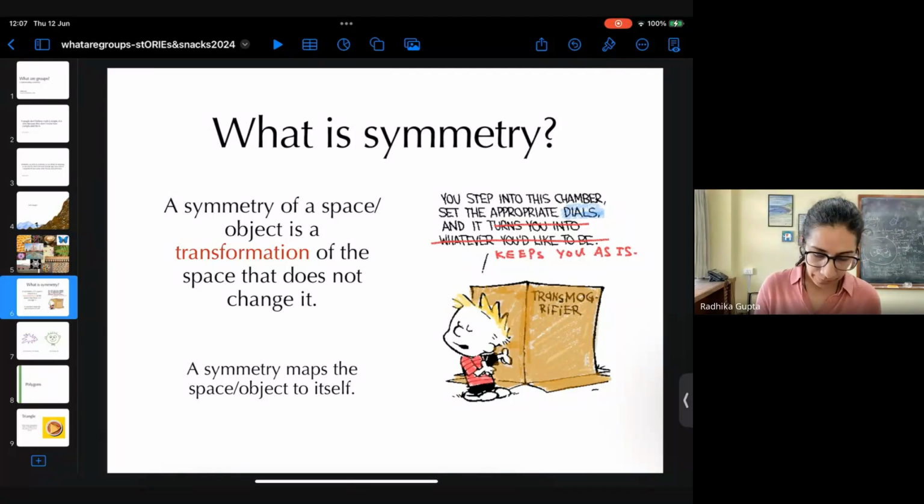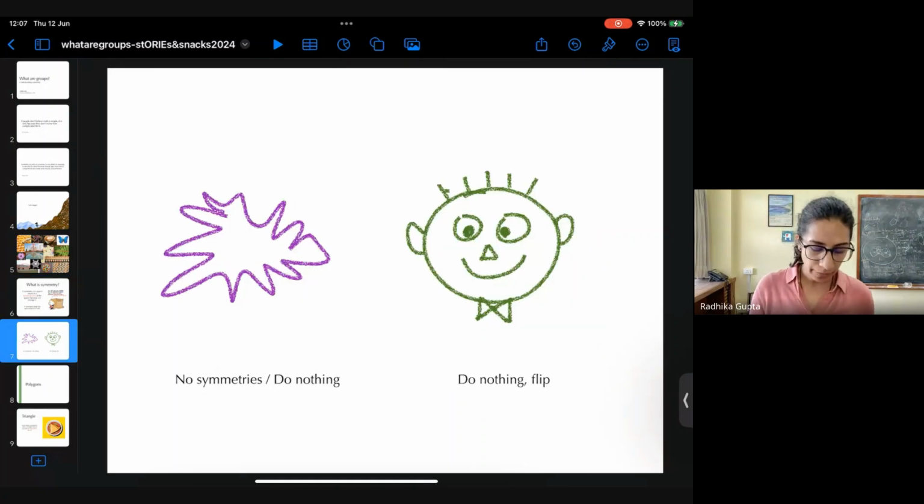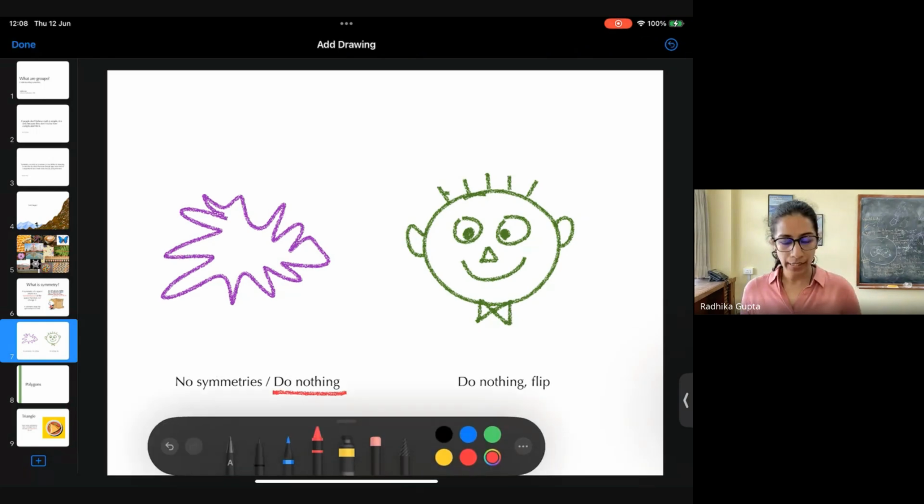So like I said, a symmetry of a space or an object is a transformation that does not change it. A symmetry basically maps a space or object to itself. So let's look at the first picture that I've drawn. That little squiggle, that doodle, has no symmetries. I can't really flip or rotate or do anything nice. So another word for that would be that it has a trivial symmetry, or the symmetry which does nothing. So instead of saying no symmetries, I'm going to call it either trivial or do nothing.